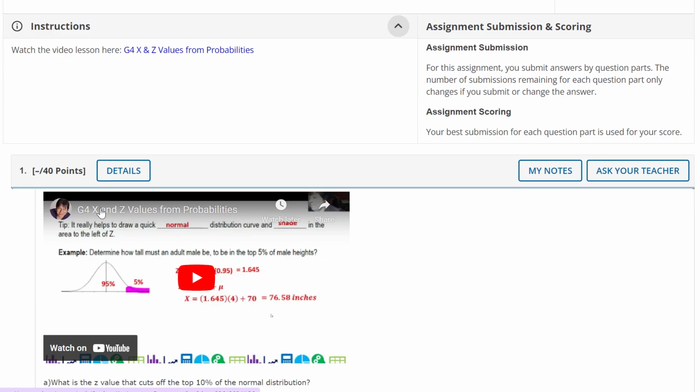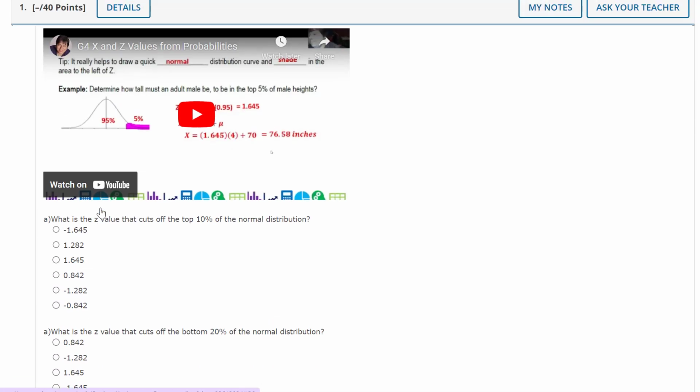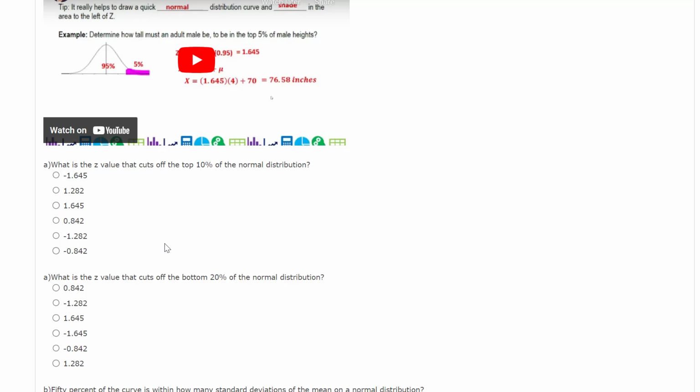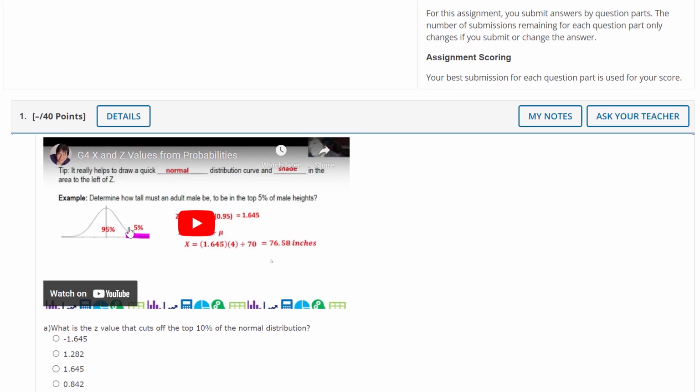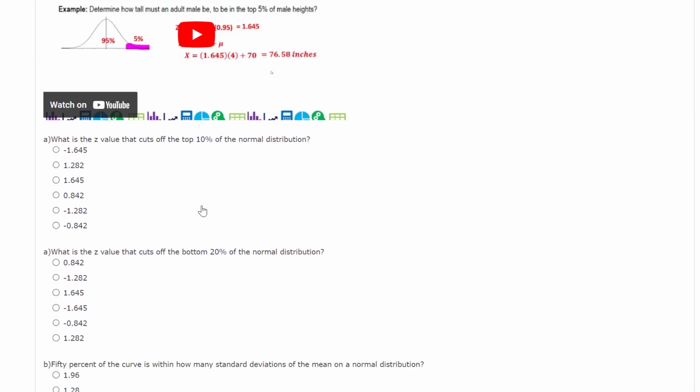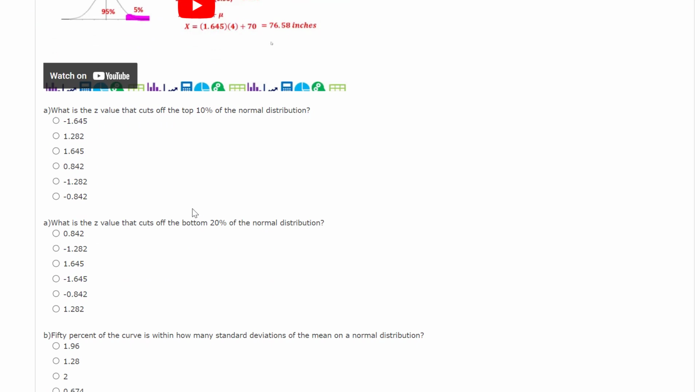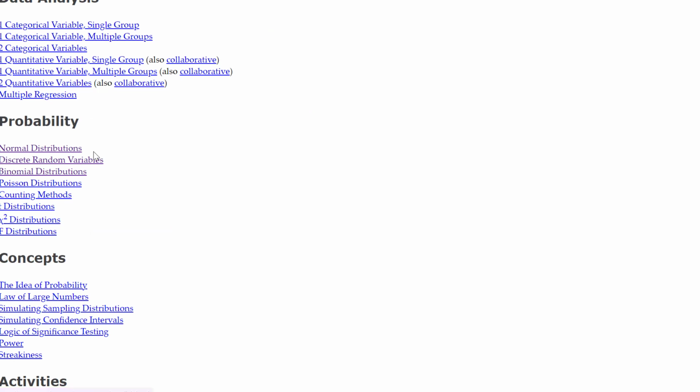So this is the G4 reflection, and there's a video lesson, and what we're going to do now is we're going to go backwards. So before, I would give you an X or Z value, and you would calculate a probability. Now we need to go backwards. One of the important things is setting up your Statlets. So you want to make sure you have normal distributions.